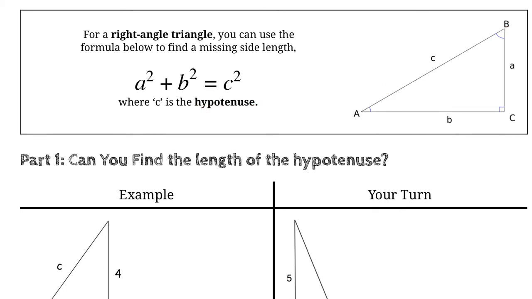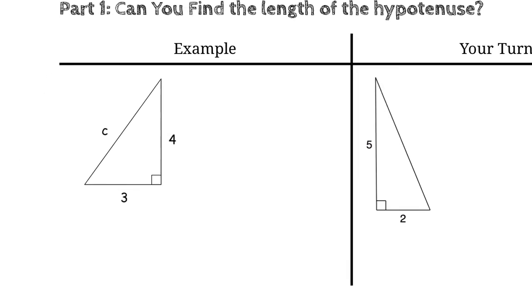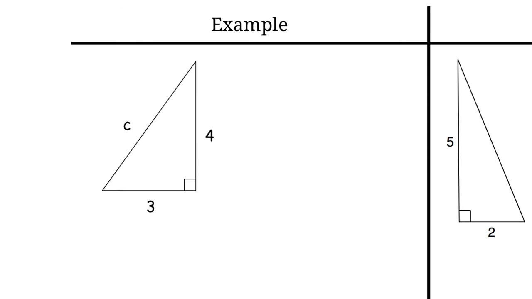So we can use this formula to find a missing side. So let's go ahead and do that in this example. Our formula for Pythagorean theorem is a squared plus b squared equals c squared. And I'm just going to start off by labeling this triangle a, b, and c.